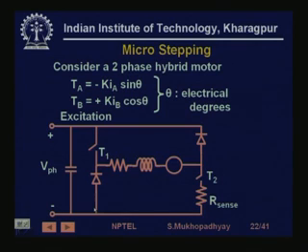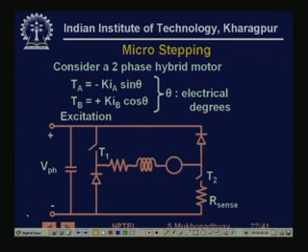Similarly, you can do a similar thing by doing what is known as micro stepping. This is another technique where you can actually do current control. So, if you have a two phase hybrid motor, then you can simultaneously excite, for example, you can send a current IA through the first phase and create a torque TA, and create a torque TB by sending current IB, and you can control these currents by a simple switching mechanism.